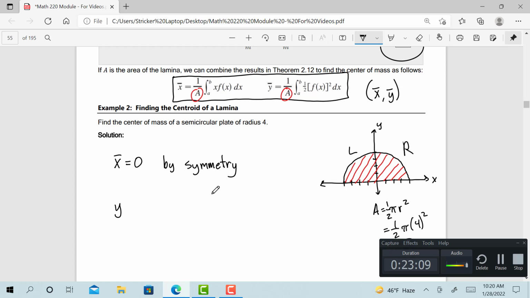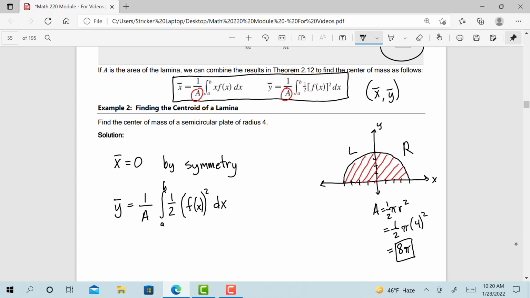Now y bar, we are going to have to do that. So y bar is equal again to 1 over a times the integral from a to b of 1/2 times our function squared dx.